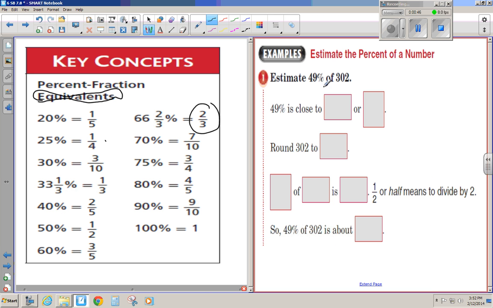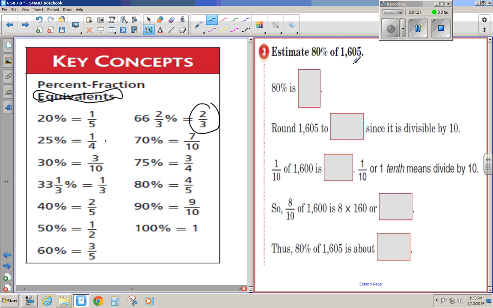So estimate 49% of 320. Since 49% is close to 50%, or 1/2, you can round 302 to 300, and all you have to do is take 1/2 of 300, and that is approximately 150. So that means 49% of 302 is about 150. You're using these approximations.